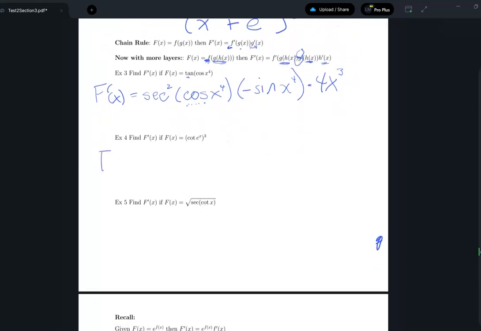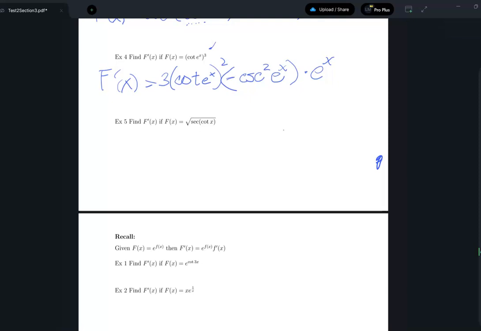Okay, here we go. So take the derivative here. The most outside function is this 3. So I'm going to rewrite it like this. Carry the inside along. The derivative of cotangent is negative cosecant squared. Got to put parentheses. Carry the angle along and then multiply by the derivative of the inside, e to the x.